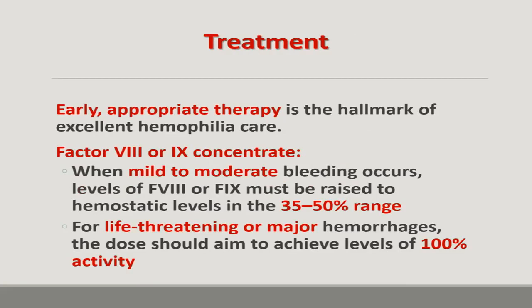Treatment by early appropriate therapy is the hallmark of excellent hemophilia care. Factor 8 or 9 concentrate can be given when there is mild to moderate bleeding. Here the level must be raised to a hemostatic level, about 35 to 50% range. But for life-threatening or major hemorrhage, the dose should aim to achieve 100% activity.